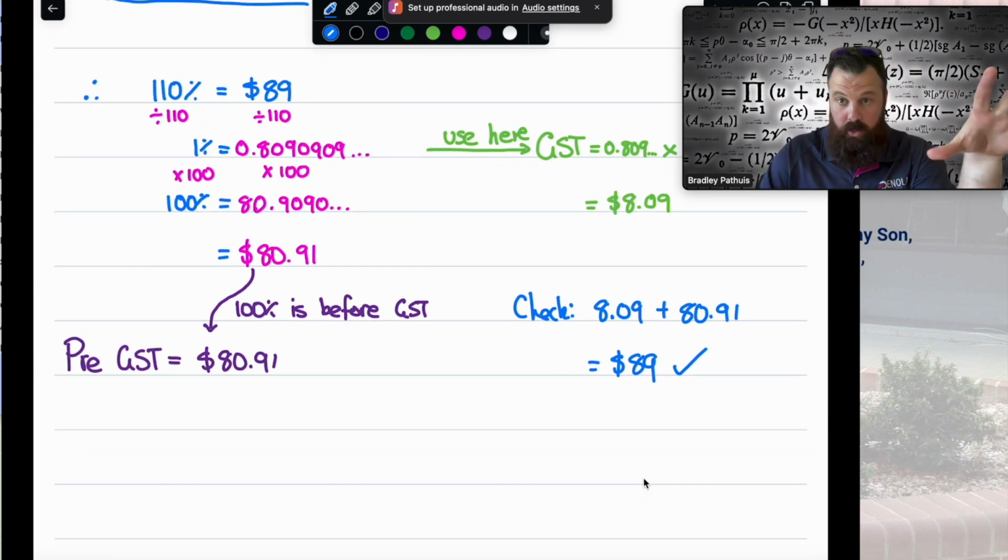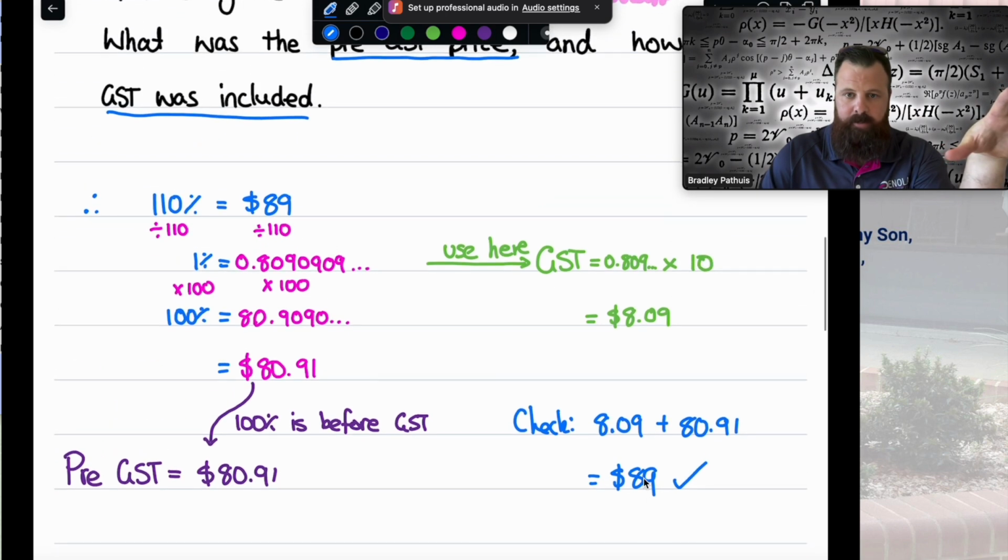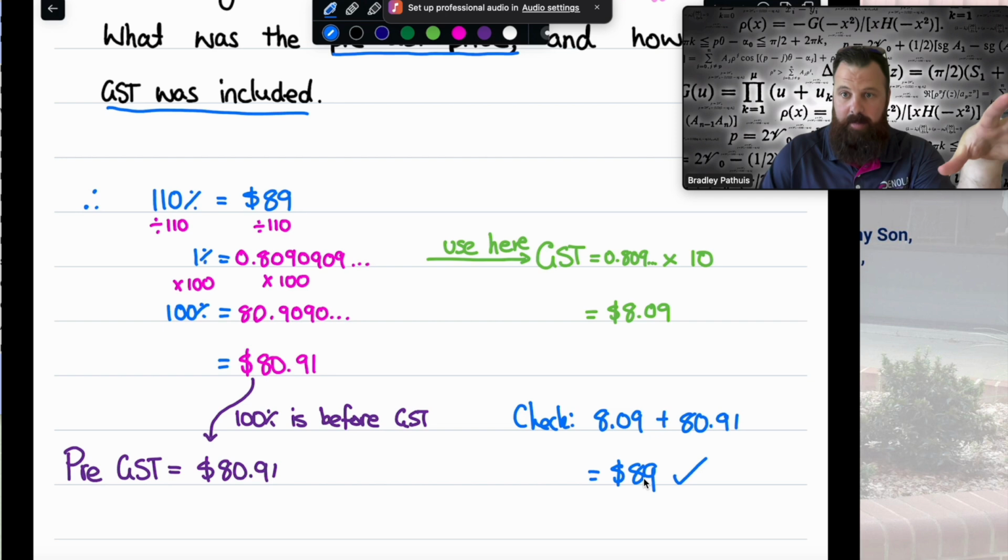Right, make sure you've paused and watched those and copied those examples down into your book. I'll leave it there so you can copy that part down.